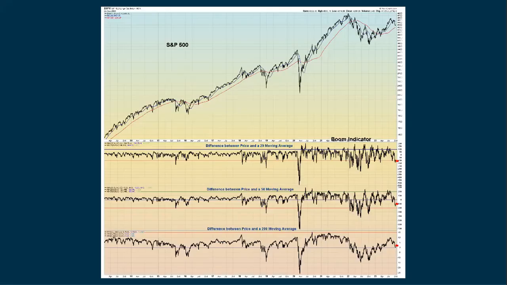Then I have another indicator that I developed a long time ago, and it was just within the last year or two that I came up with the name Boom Indicator. That's because we're measuring how far above or below the current price is in relation to the moving average. Stocks tend to not get far away from various moving averages, and when they do, they have a tendency to boom back to the moving average.